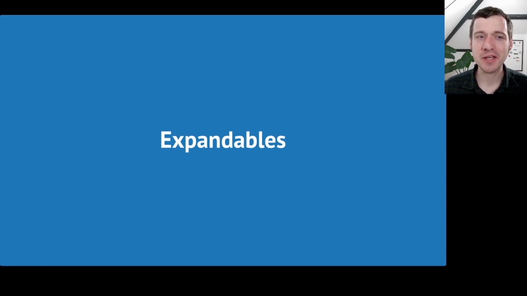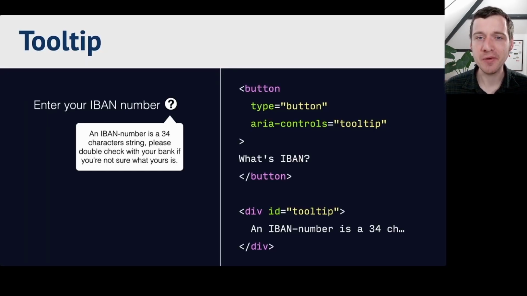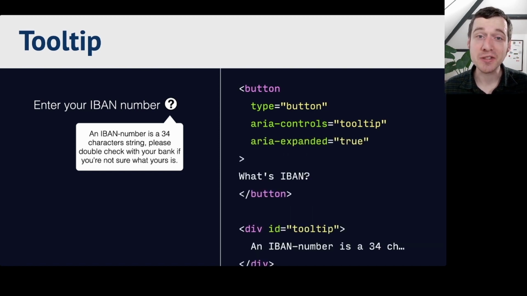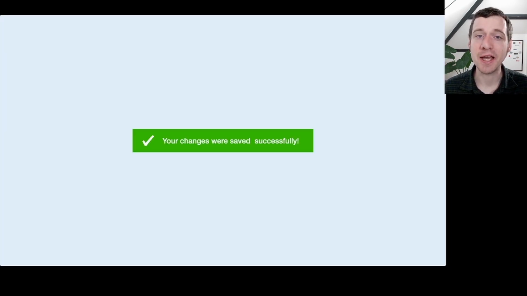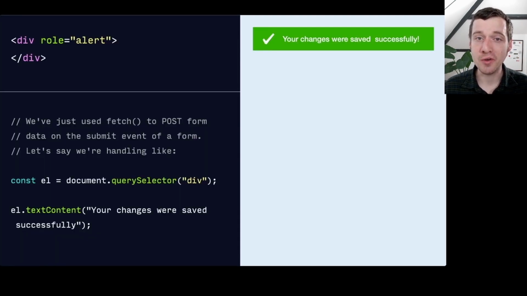For instance, if you have something that can expand, like a tooltip, you can use ARIA controls to specify what element is being controlled or hidden and shown in the case of a tooltip. And then you can use ARIA expanded to say whether it has expanded or not, setting it to true or false. Or when you are doing some kind of announcement, like with a toast element, you can use a div with a role of alert, put some content in, and then that's going to be read out by the screen reader or by the assistive tech.